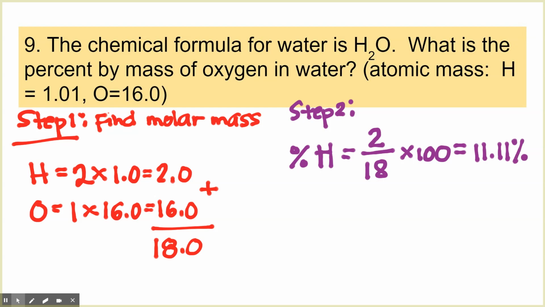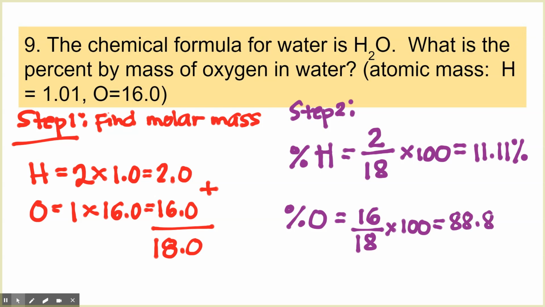Okay. And you do exactly the same thing for O. Percent O is equal to, again, what's the subtotal for O? 16. All right. So 16 divided by, what's the overall total? 18 times 100. Okay. And this is now what? 88.89%.